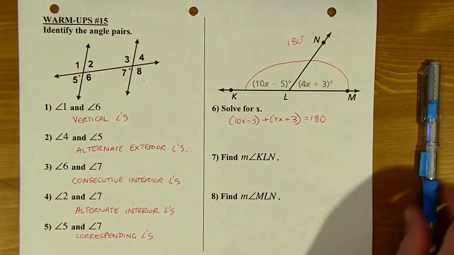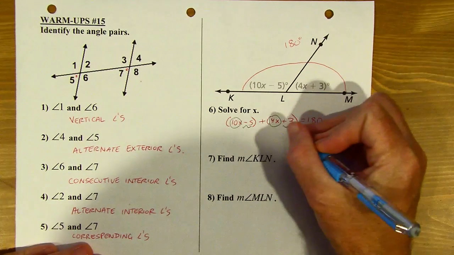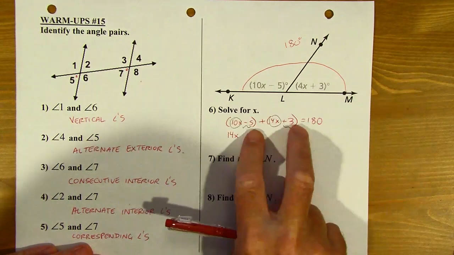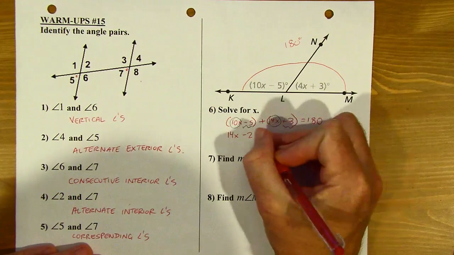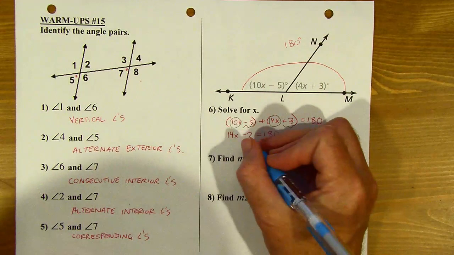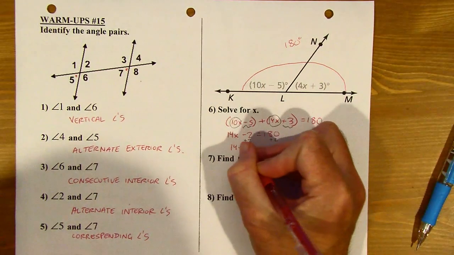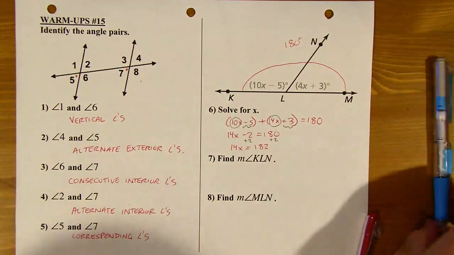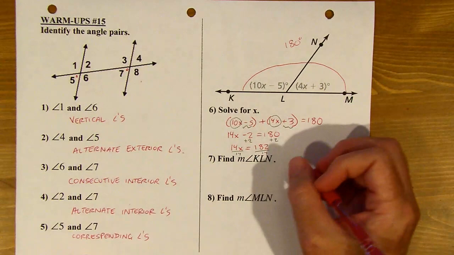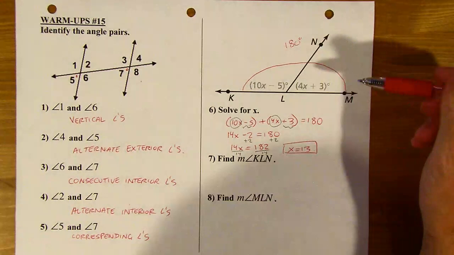Okay, and then I just need to solve this for x, so let's start combining like terms. I can see I've got a 10x and a 4x. I've also got a negative 5 and a positive 3. So those added together would give me 14x, and negative 5 plus 3 would be negative 2. Okay, I'll add 2 to both sides. I'm going to start to try to isolate the x. And then the last thing to isolate the x would be divide by 14. Okay, and that's going to come out to exactly 13. So x equals 13.